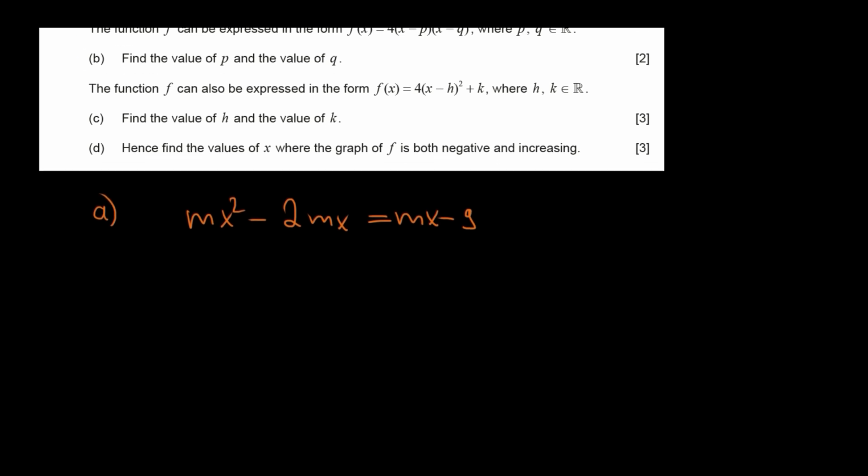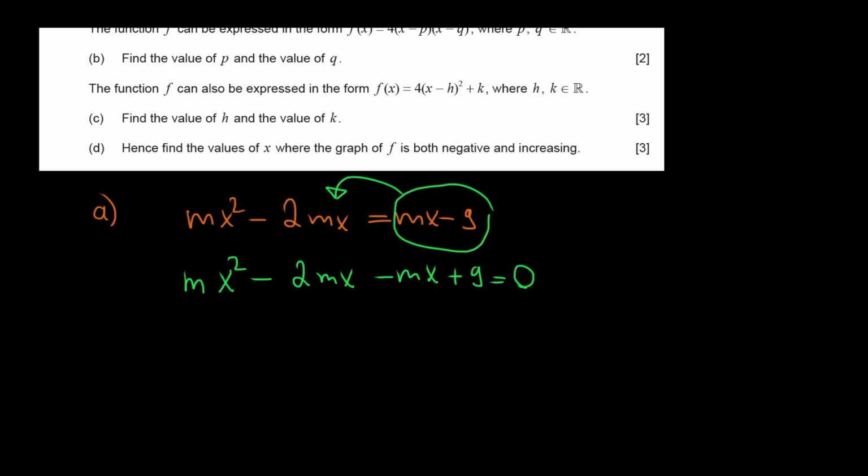We're going to transfer some terms. Let's bring the right side onto the left side and make this equal to 0. mx squared minus 2mx minus mx plus 9 equals 0. Let's clean it up a little bit. We have mx squared minus 2 minus 1, that's minus 3mx plus 9 equals 0.